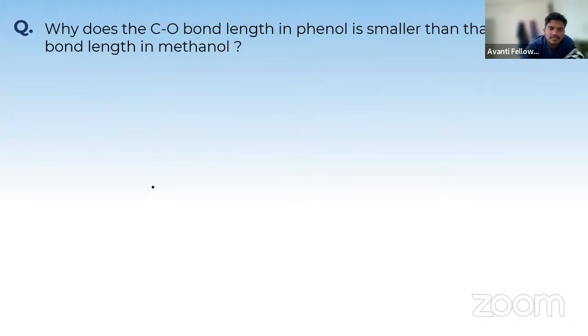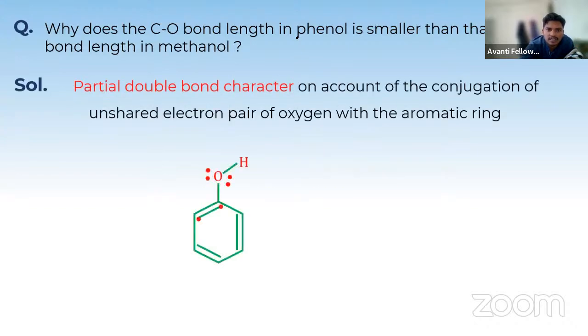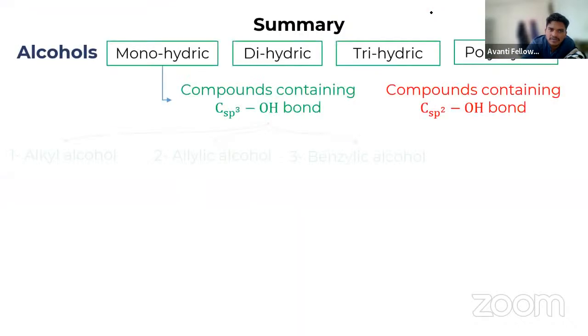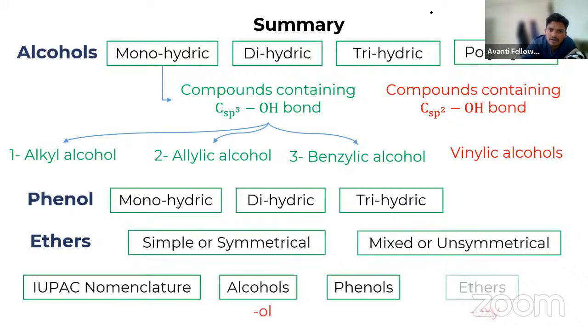Very good. The partial double bond character arises from the conjugation of the unshared electron pair of oxygen with the aromatic ring. So this is the summary we have learned till now. So how do you name the alcohols, phenols and ethers? What are vinylic alcohols? Vinylic alcohol means where OH is directly attached to the sp2 carbon.